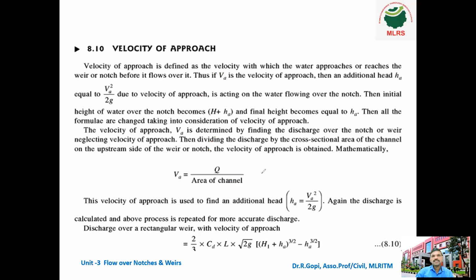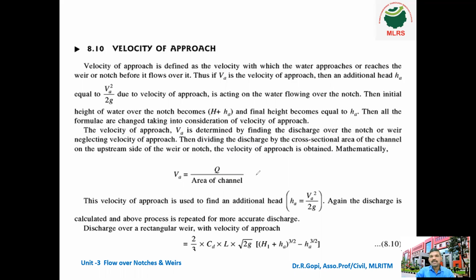So next, velocity of approach. What is meant by velocity of approach? You know that water is flowing in a medium, that means considered as a notch or weir. On the upstream side, the velocity is low, while at the time of fall in the notch or weir, that means on the downstream side, that nappe portion, we already discussed, the velocity is high.